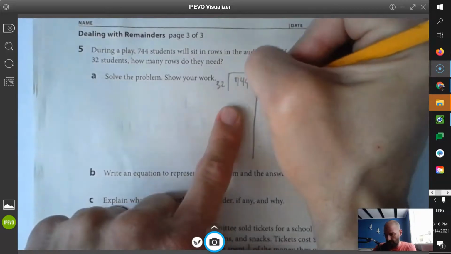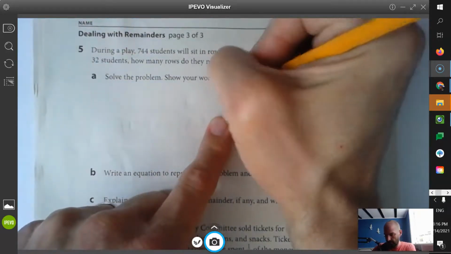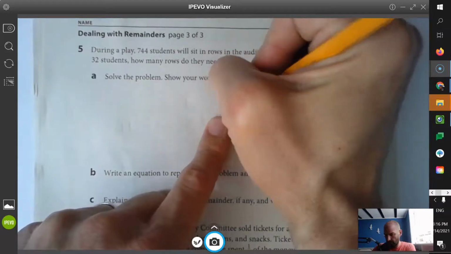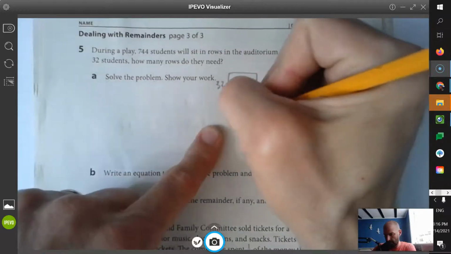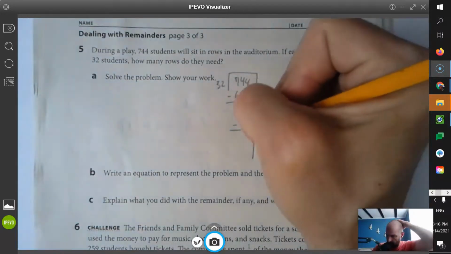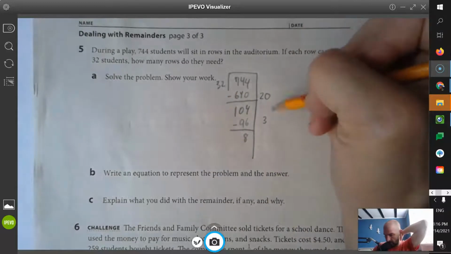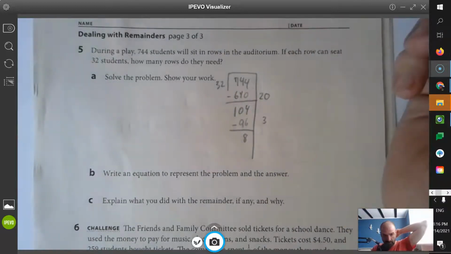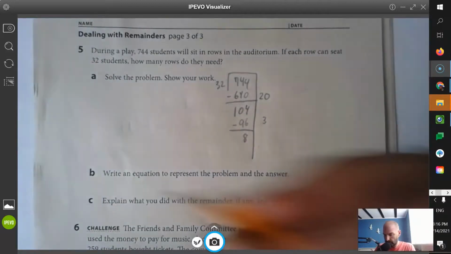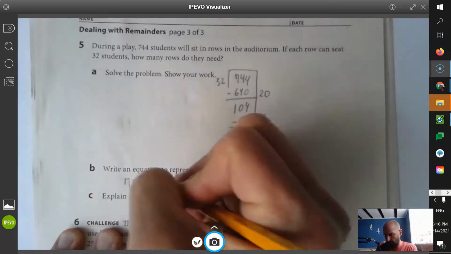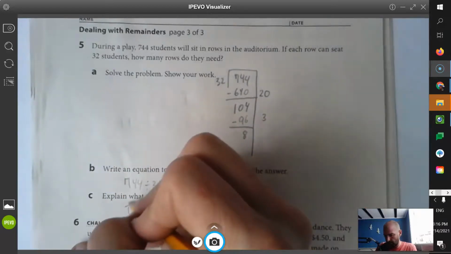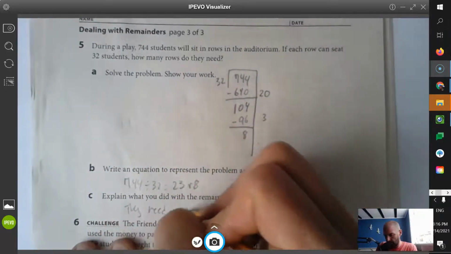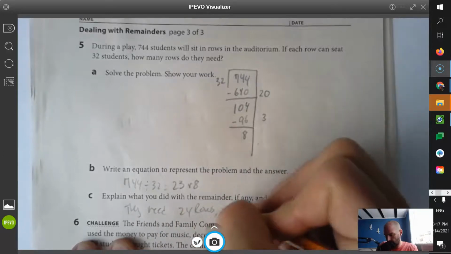And I'll subtract 401. That looks about like 3, doesn't it? Because that would be 96, which gives us 8 left. So in 23 rows, I have 32 students per row, but I need one more row with 8. So my answer is 744 divided by 32 equals 23 remainder 8. They need 24 rows since we are dealing with kids.